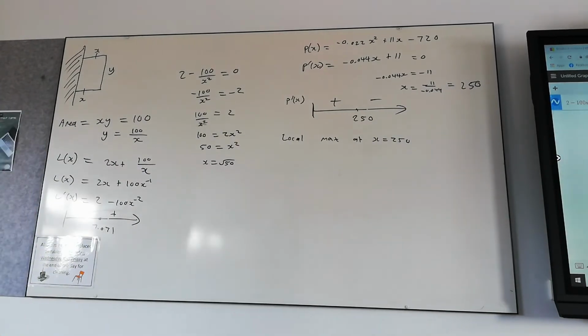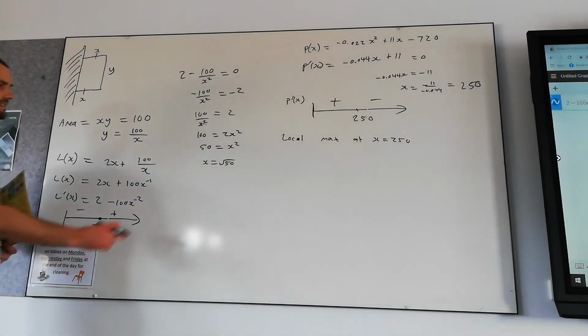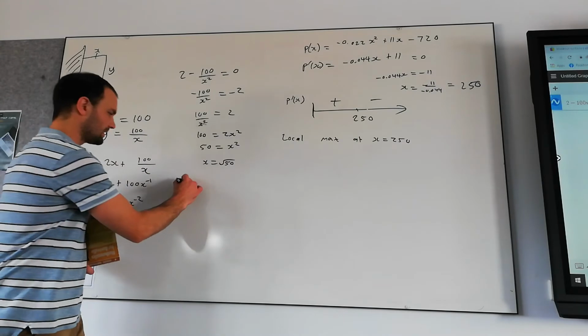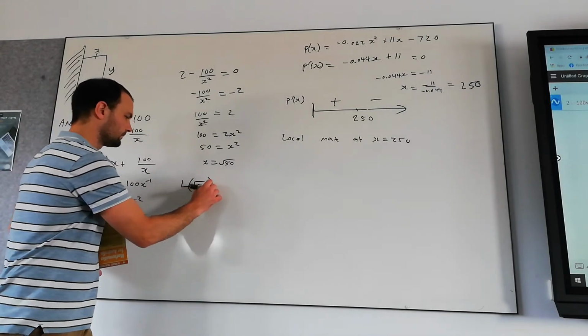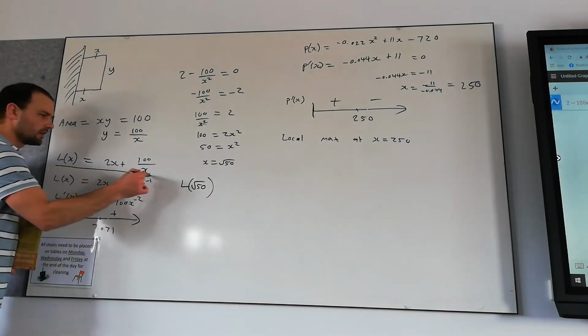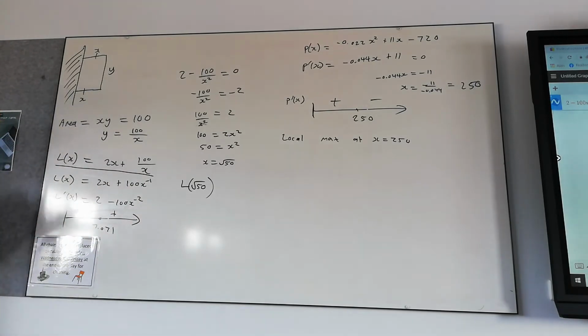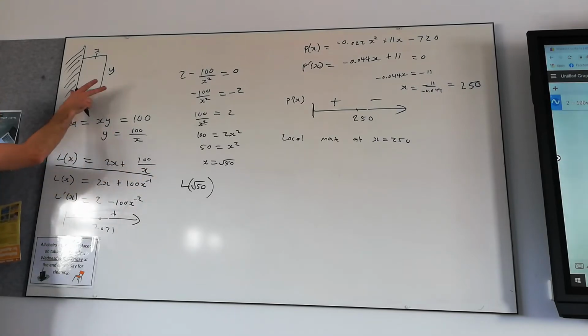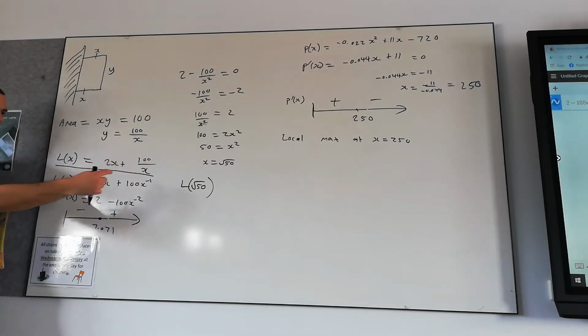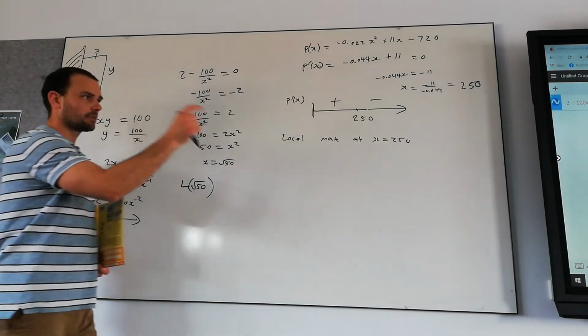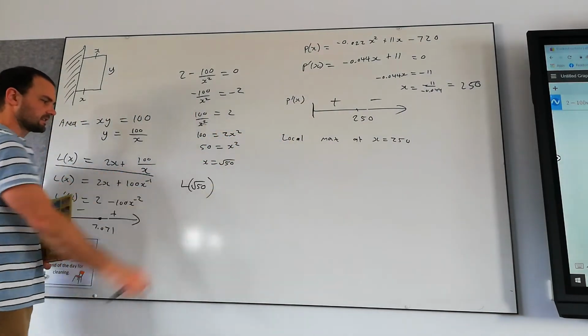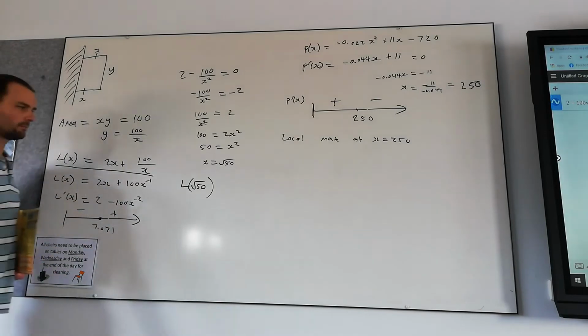Okay, let's make sure we're answering the questions. So, part A, find the minimum length of L and the corresponding value of x. So when x is the square root of 50, we need to find L of the square root of 50. Now remember this L equation tells us the length of fencing needed. So depending on the x value, the length of fencing is going to change. We're saying the minimum length of fencing occurs when x is the square root of 50, so what is this minimum length of fencing?